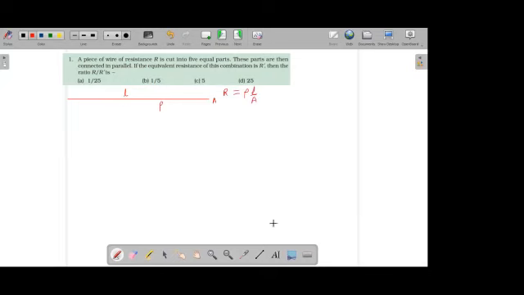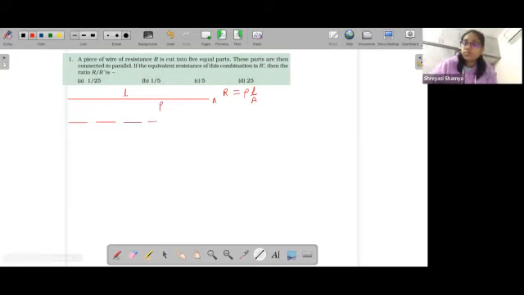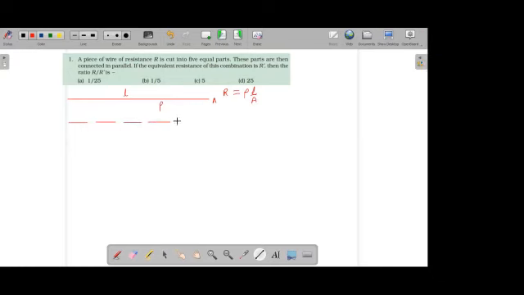Now, when it is cut into five equal pieces, each part will have the length L by 5. And hence, since the resistance is directly proportional to length, each portion will have the resistance R by 5. Is this understood to everyone? Or is there anyone who has not understood why I am taking the resistance of each one as R by 5?